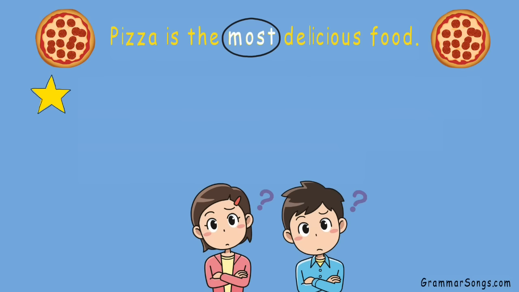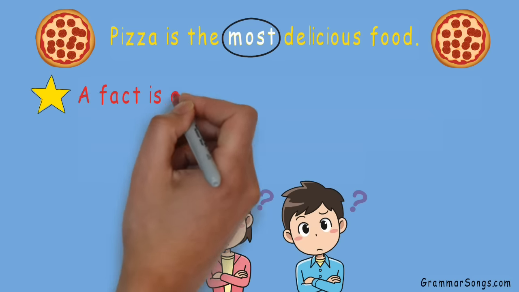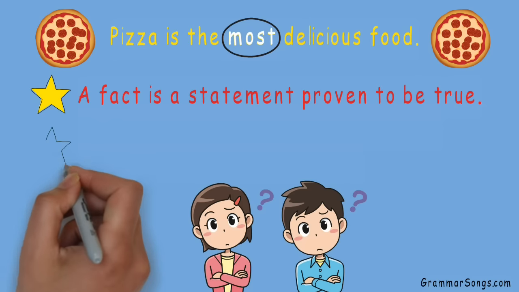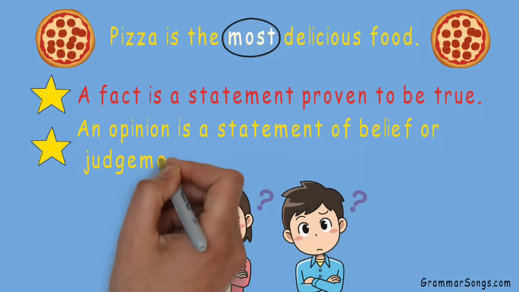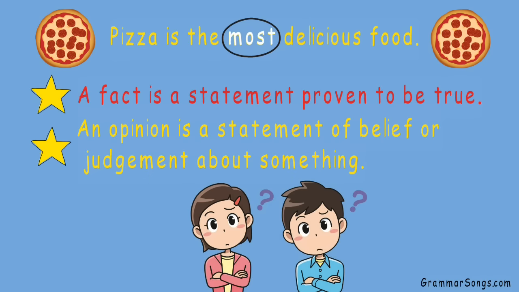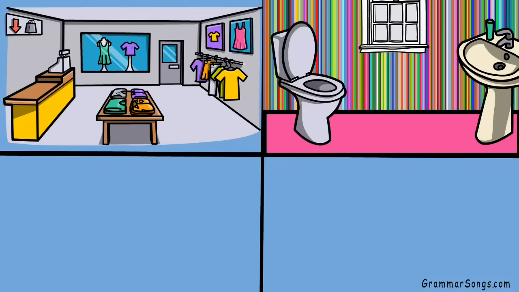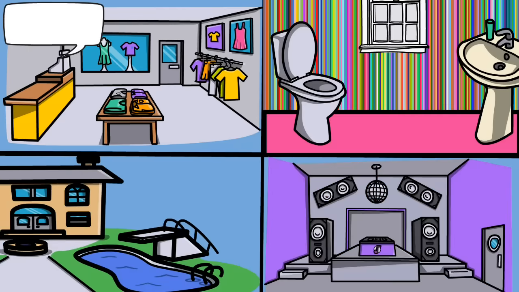The important thing is to remember that a fact is a statement proven to be true, and an opinion is a statement of belief or judgment about something. We use facts and opinions every day in real life without ever thinking about it.